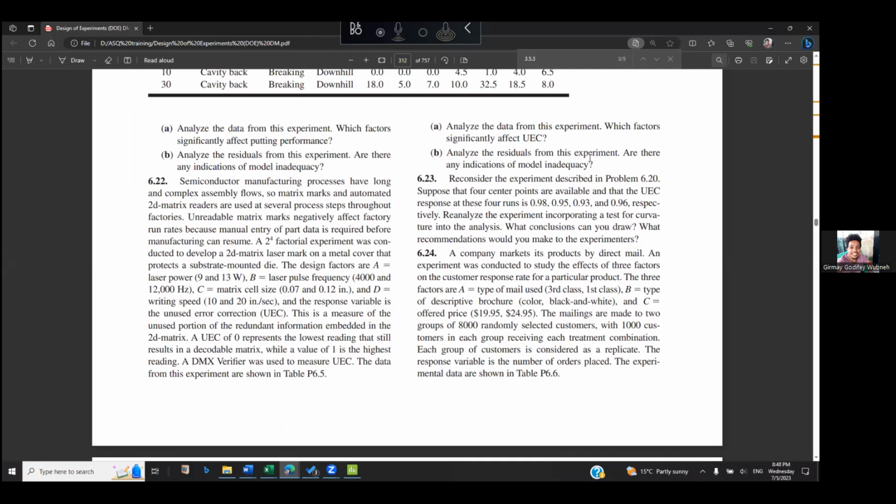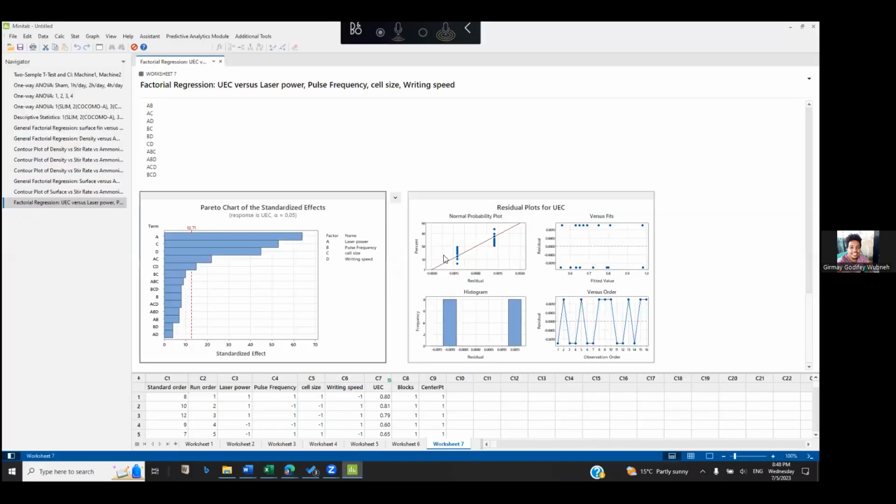Analyze the residuals from the experiment. The residuals are not normal on the normal probability plot, so we recommend transforming the response function, and then checking the predicted values and the trend in the residuals on the normal probability plot.